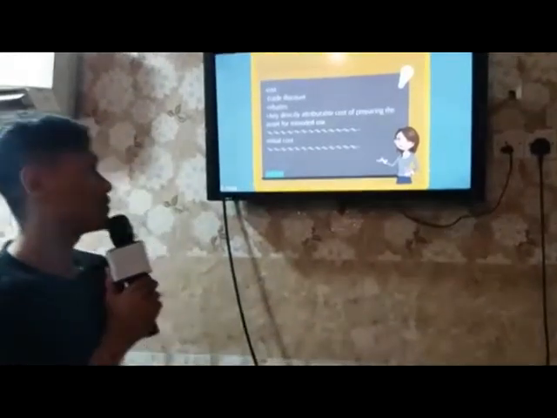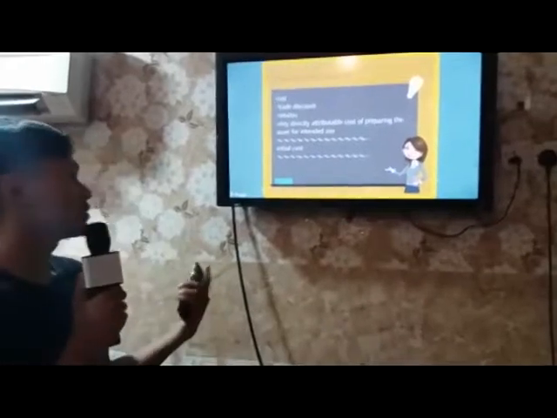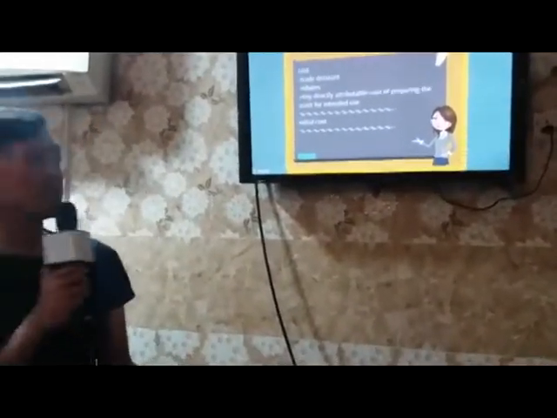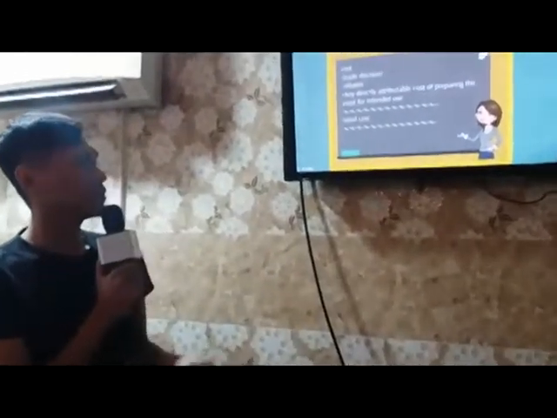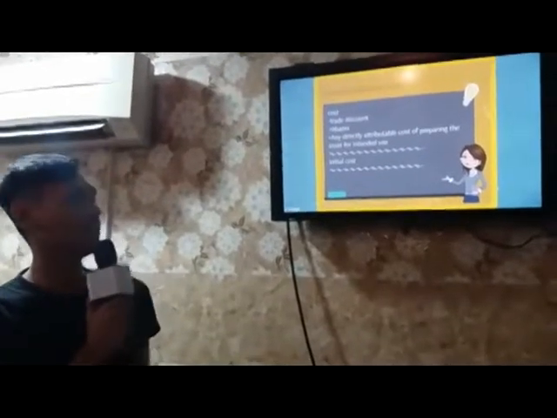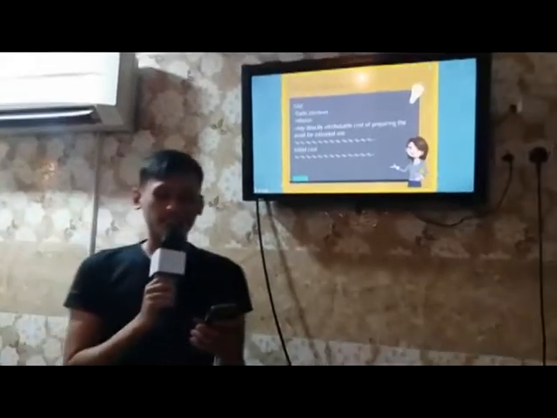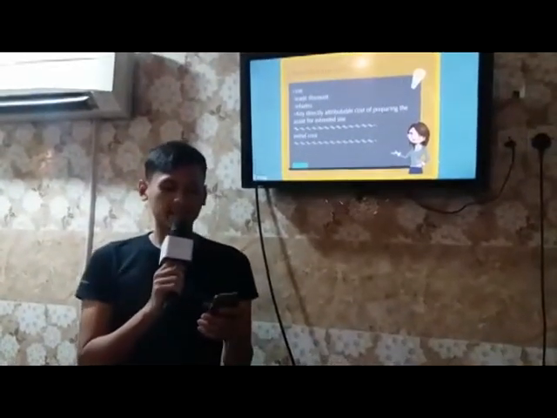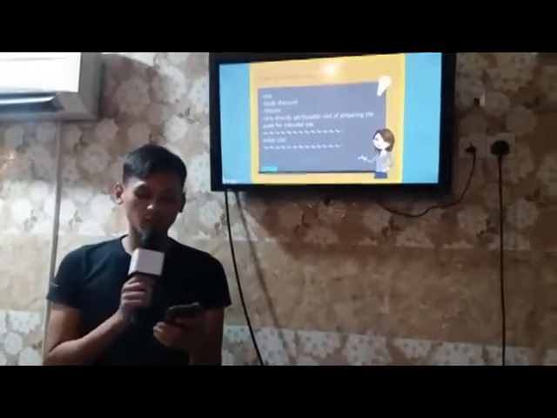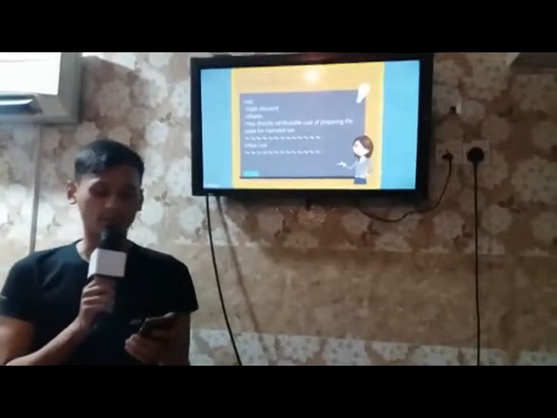So I would like to explain how to calculate initial cost. First of all, I would like to introduce the cost formula. First is trade discounts minus rebates plus any directly attributable cost of preparing the asset for its intended use. Directly attributable costs are those incurred specifically to bring the asset into its intended use. However, it does not include costs that could have been avoided or are simply general overhead or abnormal losses.